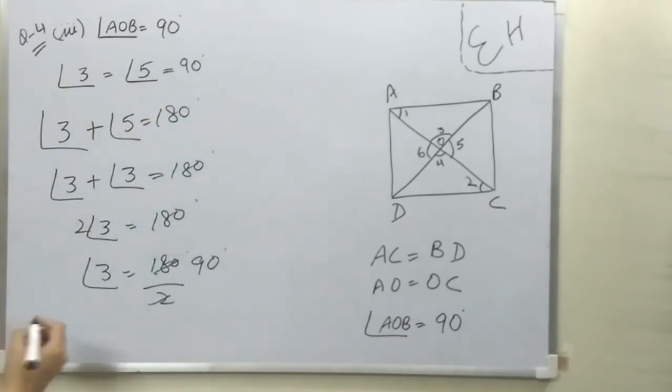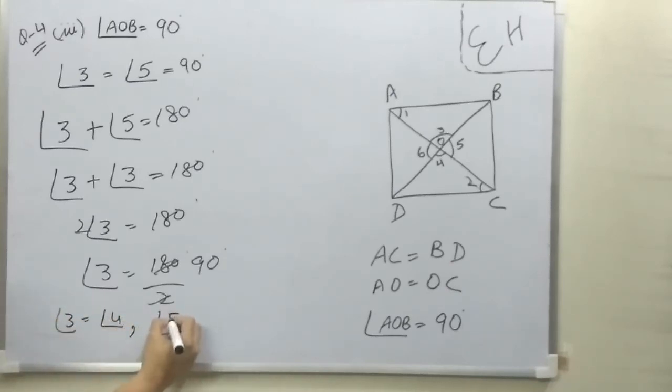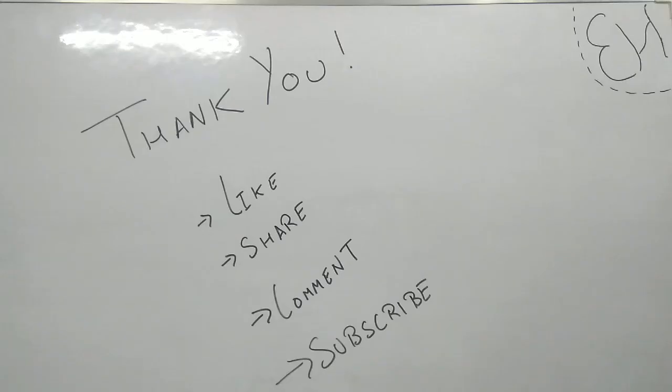In the same way, angle 3 is equal to angle 4 and angle 5 is equal to angle 6, vertically opposite angles. So these four angles are also 90 degrees. This shows that diagonals of a square are equal and bisect each other at right angles, because all the four angles, angle 3, angle 5, angle 4 and angle 6 are 90 degrees.